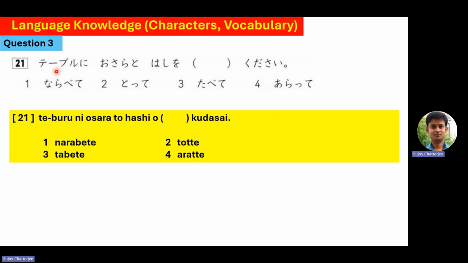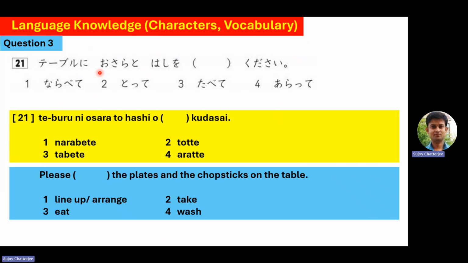Teburu means table, ni, osara means plates, to hashi, and chopsticks. Plates and the chopsticks. Teburu ni means on the table. Teburu ni osara to hashi means the plates and chopsticks on the table. Kudasai means please. So what will be the answer? This will again be a verb because it is asking to do something, because it is please do something, and the rest of the sentence is plates and chopsticks on the table.